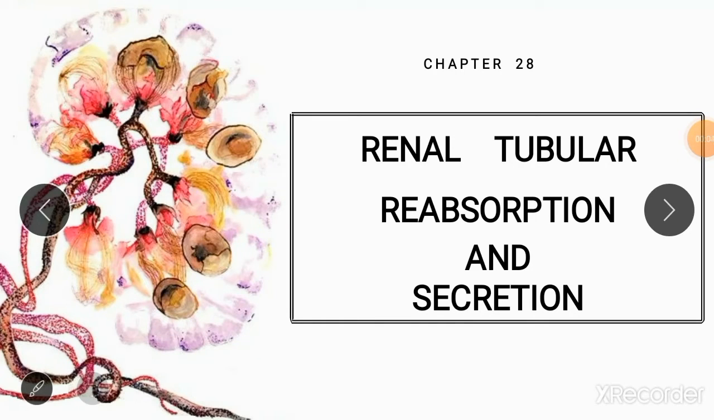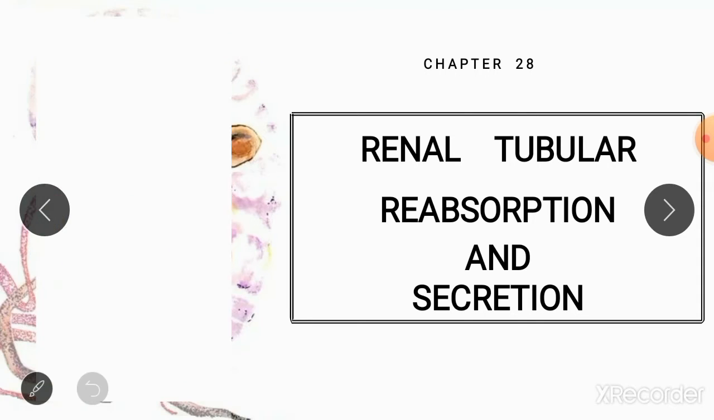Today we are going to start with a new chapter of the unit of renal physiology. In the previous chapter we have already discussed the filtration part of urine formation, and in this chapter we are going to discuss the tubular reabsorption and tubular secretion.